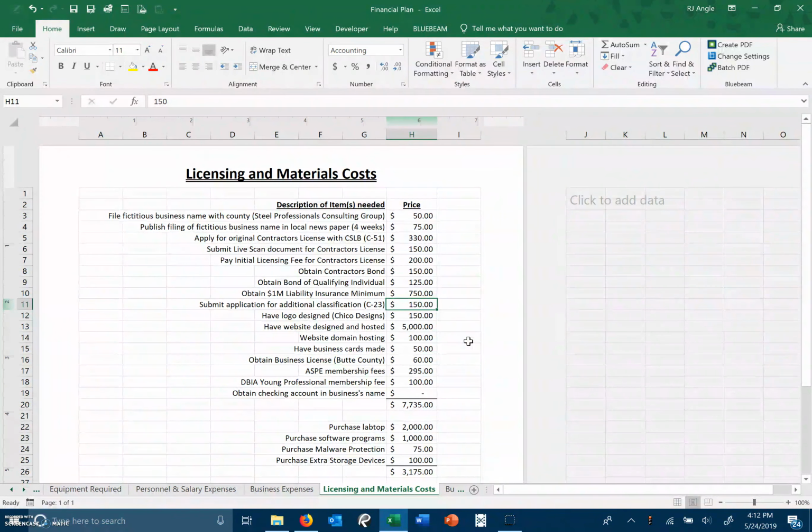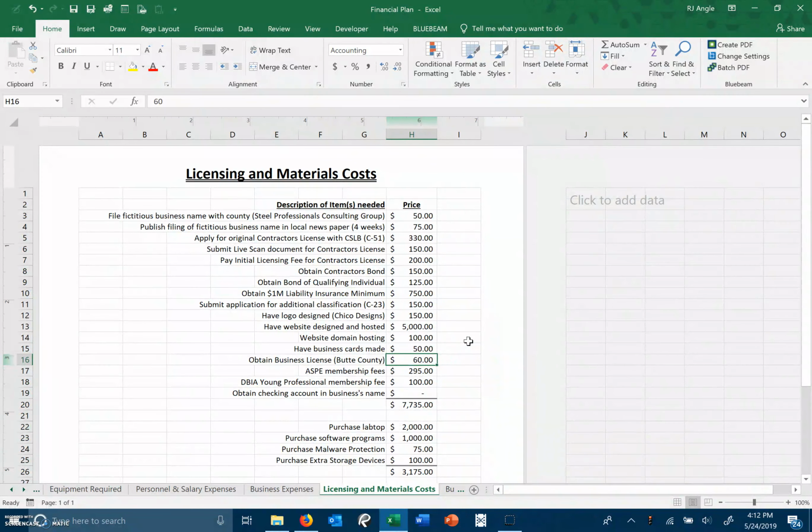Following this, I have a supplemental license classification, which is an additional $150 to add to that. For the actual website development, including the graphic design of the logo, I have $150 allotted for the graphic design, $5,000 for the website, which we've discussed, and I have $100 first-time cost of hosting, which will continue in subsequent years that we've already identified. Business cards, about a $50 budget for the first year.